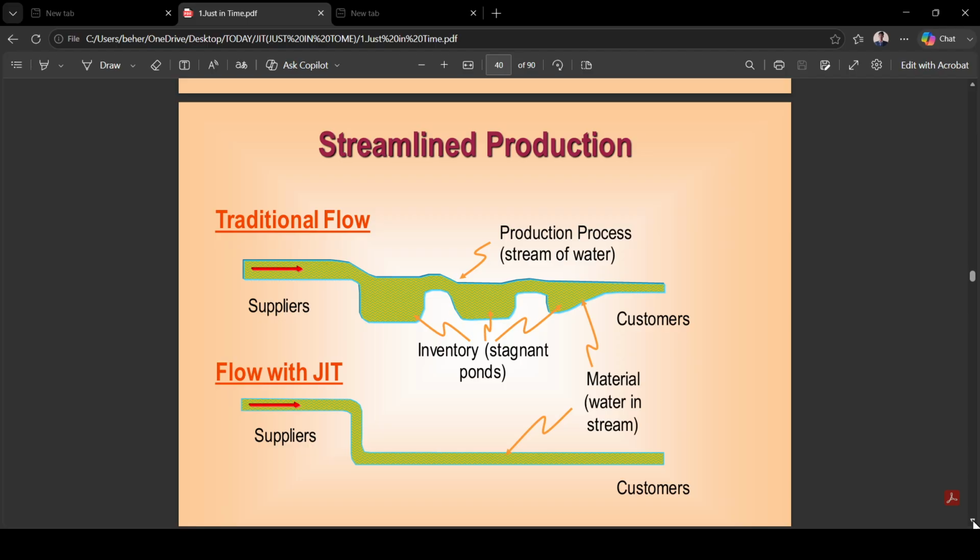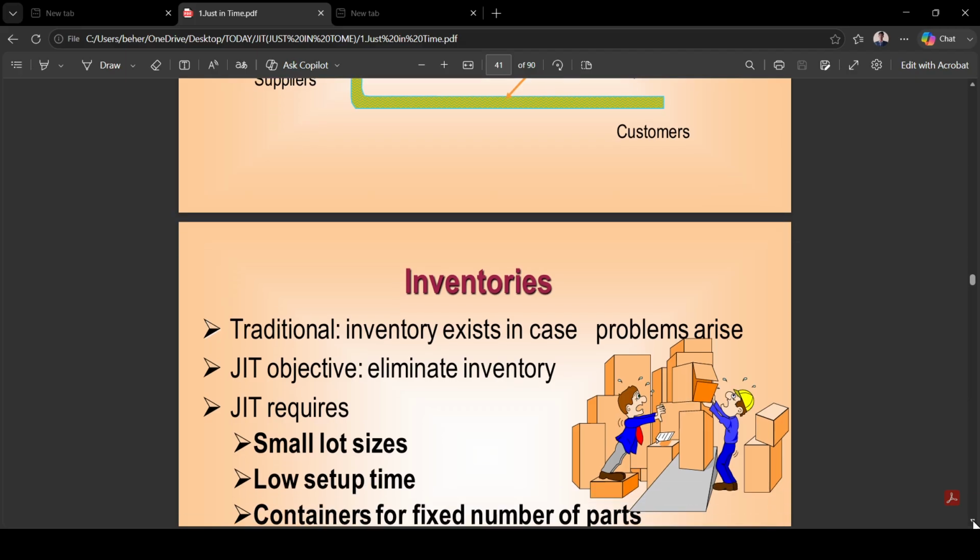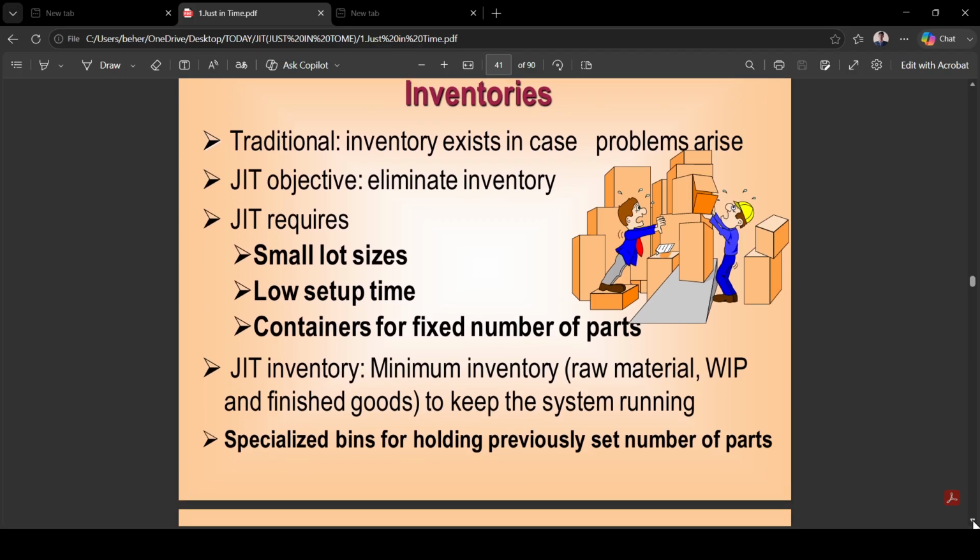Streamlined production. Traditional flow supplies the production process, inventory, customers, and materials. Traditional inventory exists in case problems arise. The JIT objective is to eliminate inventory. JIT requires small lot sizes, low setup times, and containers for a fixed number of parts. JIT inventory is the minimum inventory of raw material, WIP and finished goods to keep the system running, with specialized bins for holding the previously set number of parts.